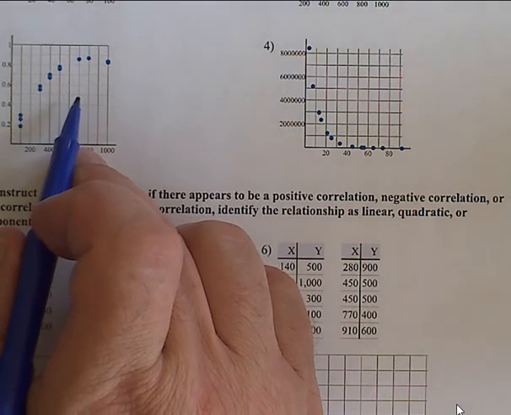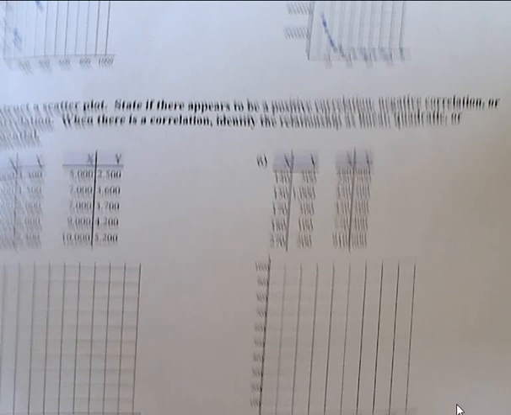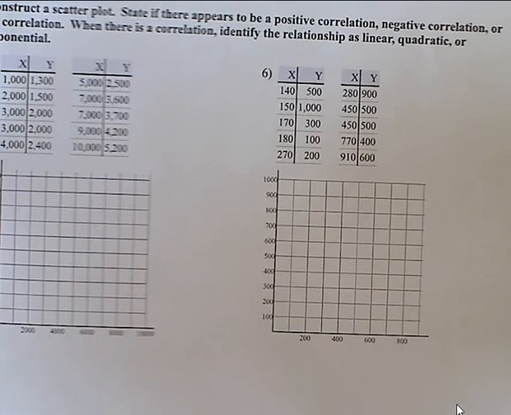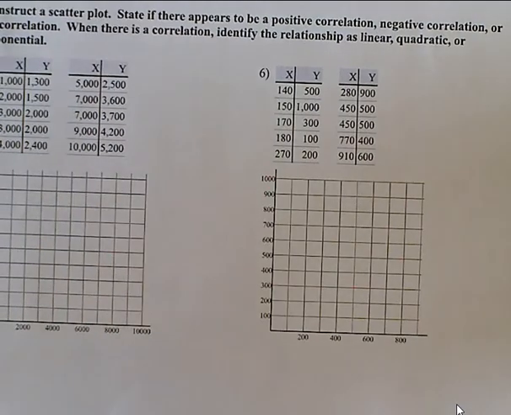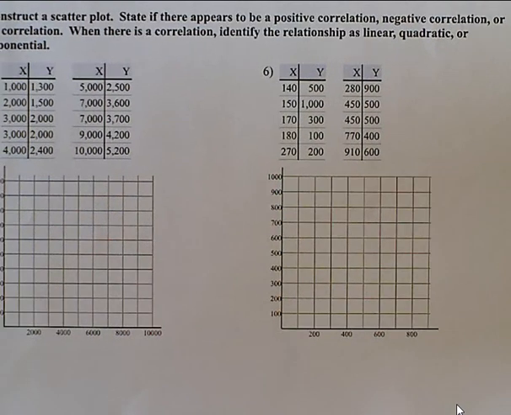Now, the only other instance, 5 and 6, is they want you to graph the information first, and then from that graph you're going to state the same things: positive, negative, no correlation, linear, quadratic, exponential. So again, once you get the dots put on the graph, it's going to be just like you did before. I will show you a little bit what number 6 looks like when you're done.